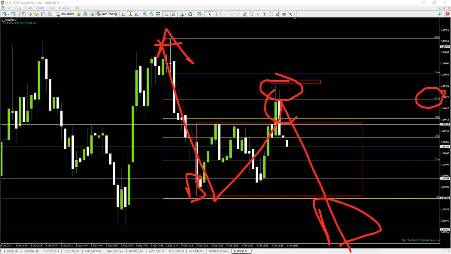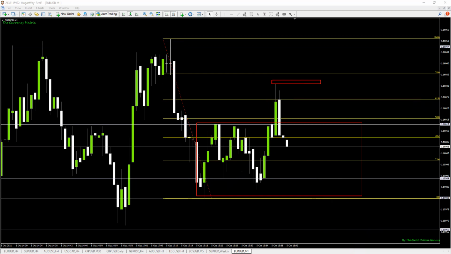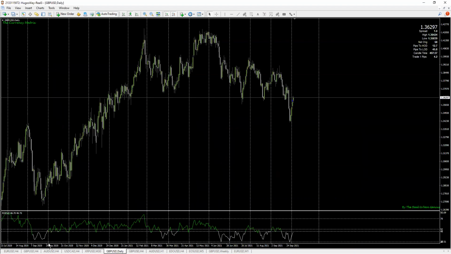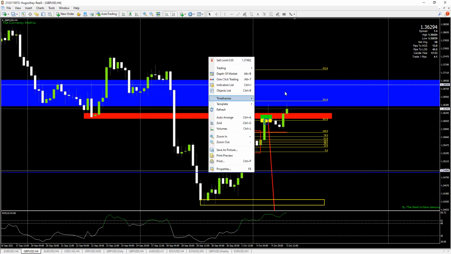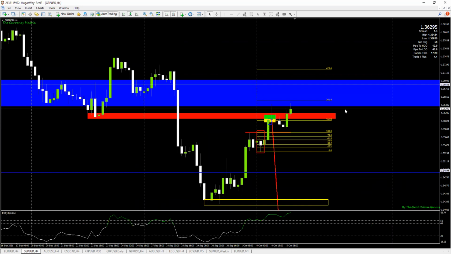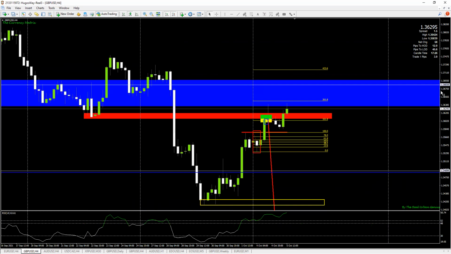So let's go and look at, what do we want to look at? Let's look at pound, based on the markups we did yesterday here. All right, so here's pound based on the markups we did yesterday.